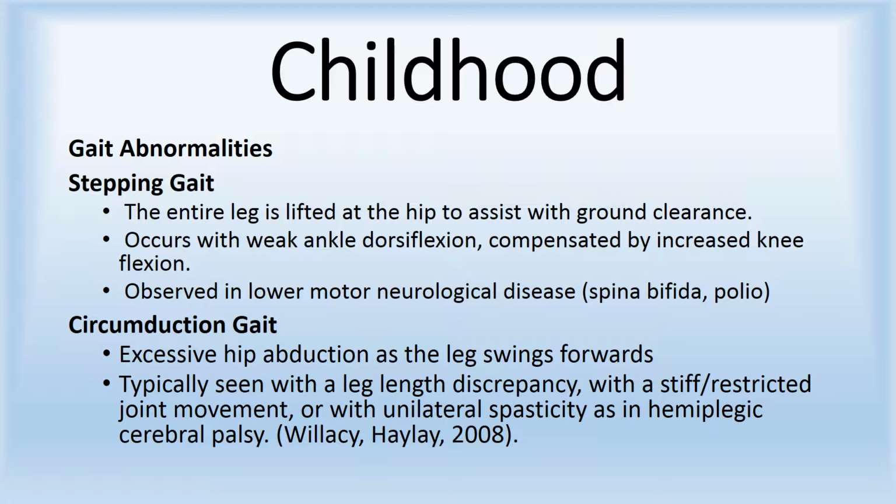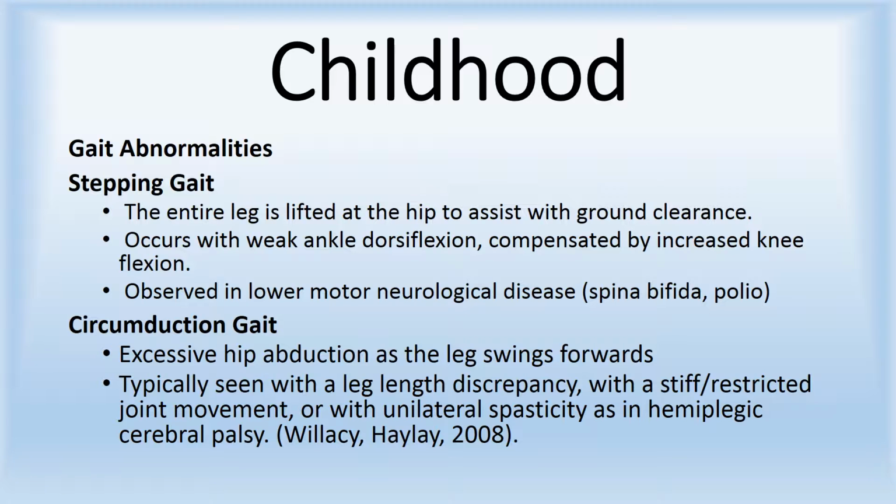First of all, stepping gait. In stepping gait, the entire leg is lifted at the hip to assist with ground clearance. It occurs with a weak ankle dorsiflexion compensated by increased knee flexion. This is observed in a lower motor neurological disease such as spina bifida and polio.